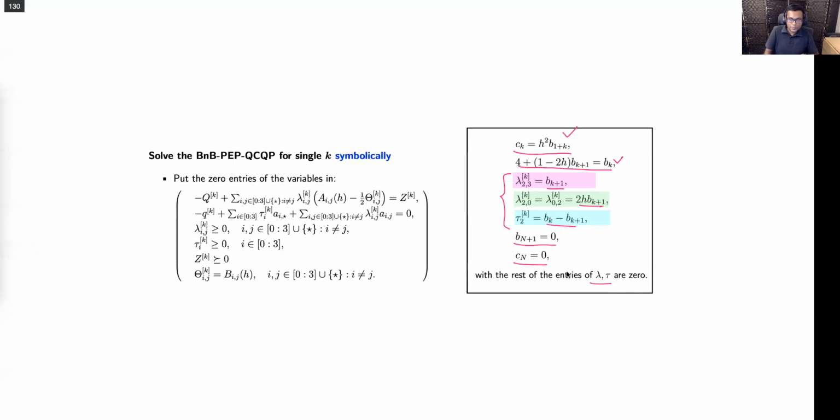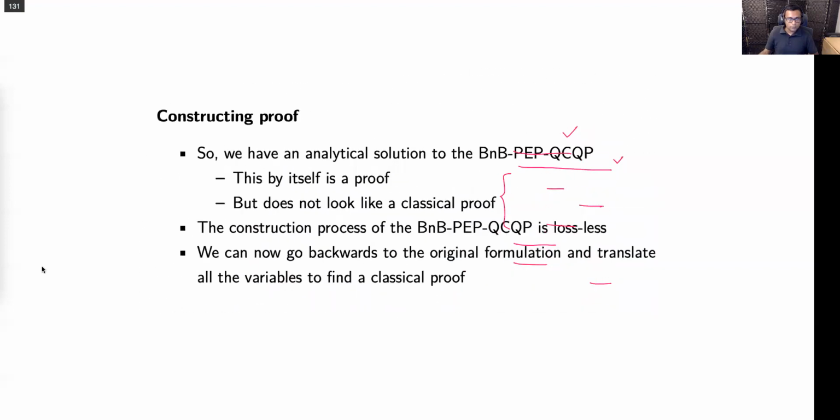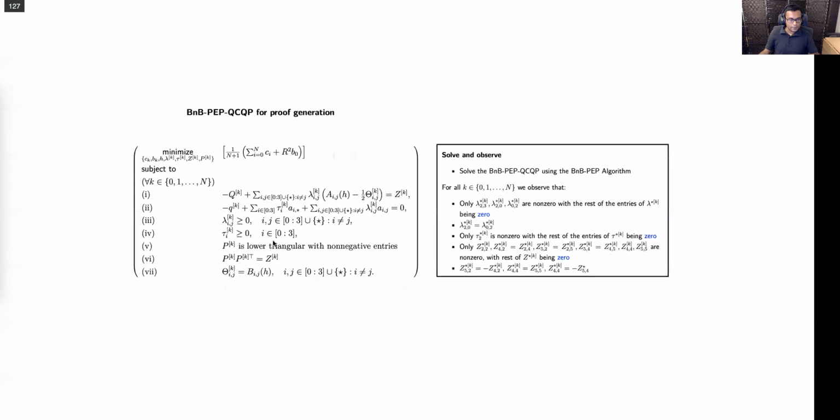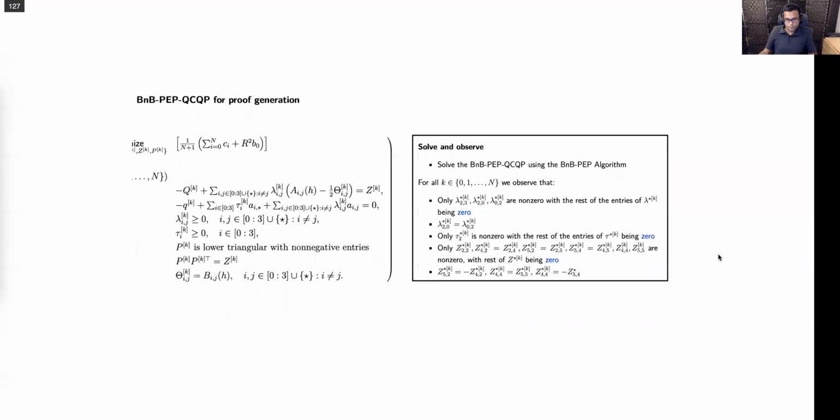Now, it turns out that if you have this solution, this corresponds to a completely feasible solution to the full BnB-PEP QCQP over all the k. So once we have that, that by itself actually is a proof, right? Why is that a proof? Because if we go back to this full problem, we have found one feasible solution to this problem. And any feasible solution to this problem would construct an upper bound, and this upper bound by itself gives you a rate that I'm going to show you soon. Okay.